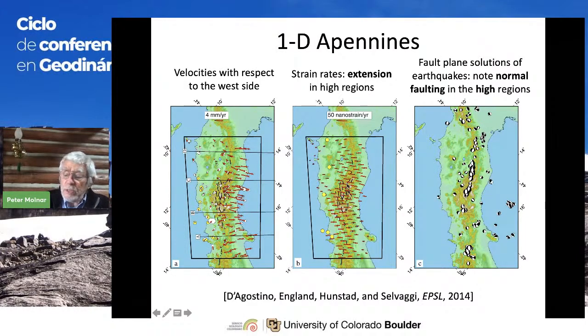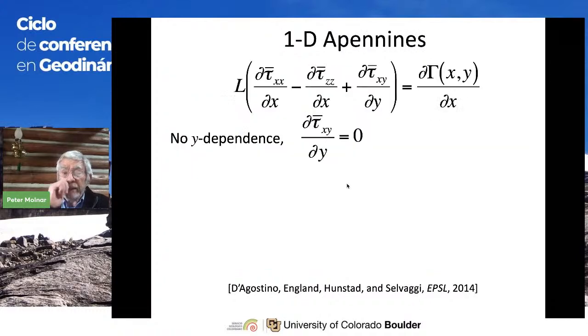But we can look at this in a quantitative way by taking into account the essence of an equation like this. So we're in one dimension: the lithospheric thickness times the horizontal gradient of the compressive stress, minus the horizontal gradient of the vertical compressive deviatoric stress, plus this shear stress, is equal to the gradient in the potential energy. But in this case, we're in one dimension. There's no dependence on y, so we can throw that term out.